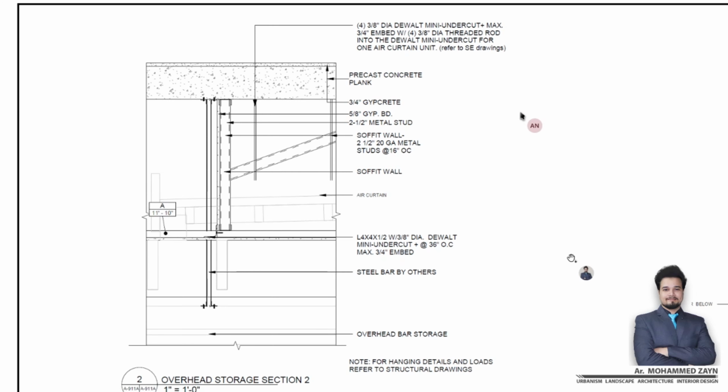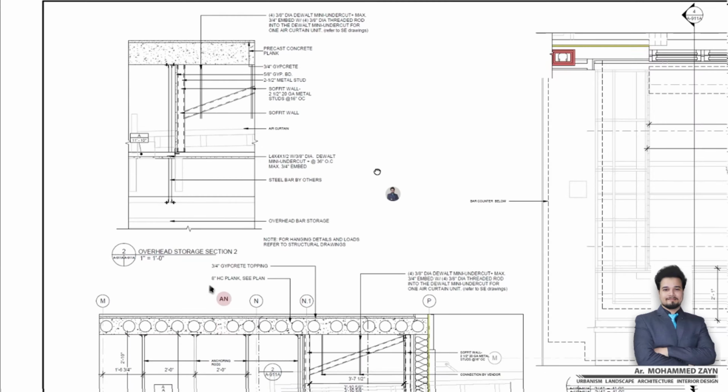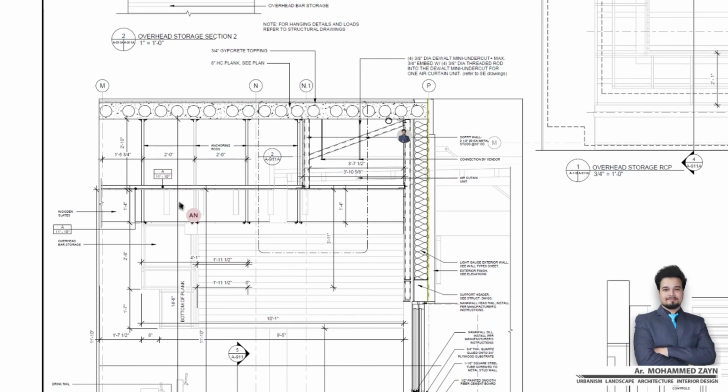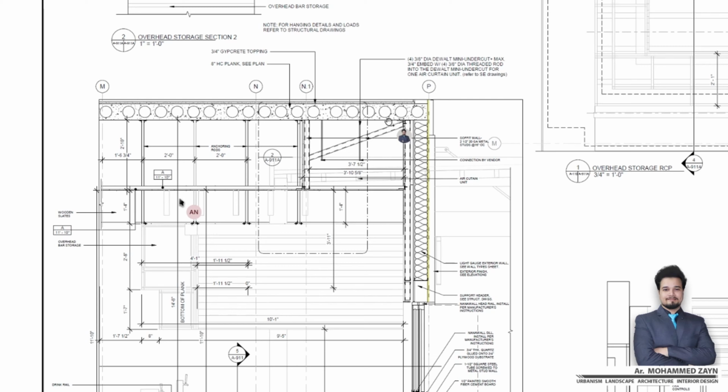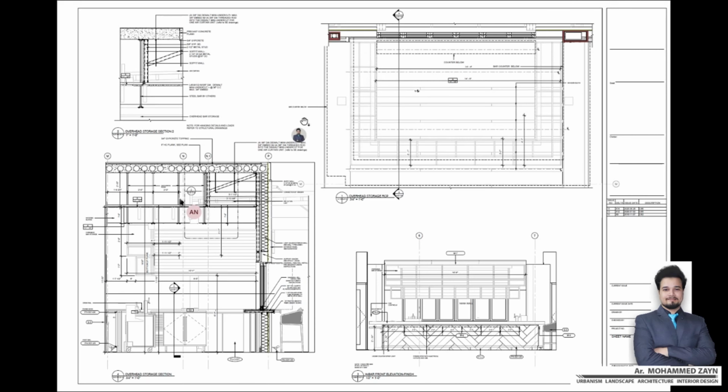So this is a 3 by 8 dia DeWalt. We'll not go into much detail of the material being used here, but how the connection is going to happen to the ceiling and how the overhead storage is going to stay in the building. How the soffit wall is connected to the ceiling and how it will hold the weight of the overhead storage, and how the steel bars and overhead storage are going to be connected to each other. Yeah, we can move forward.